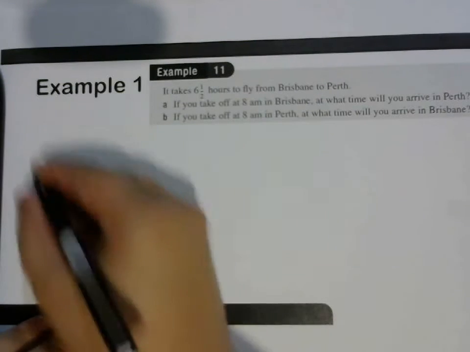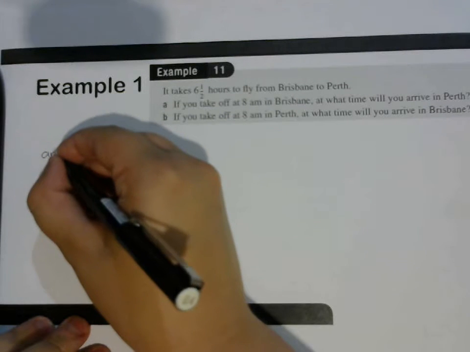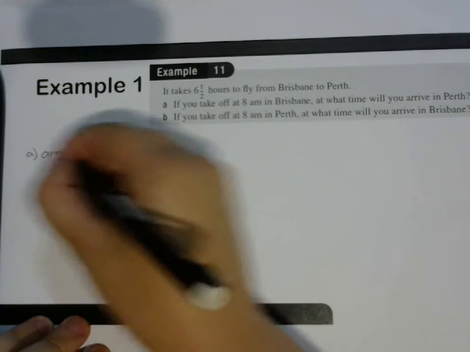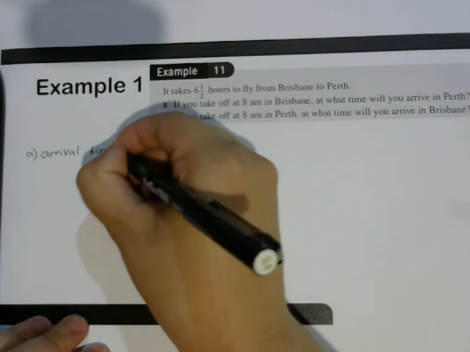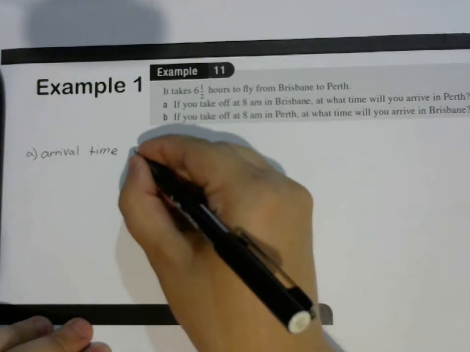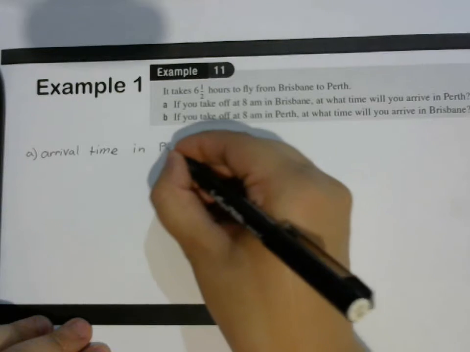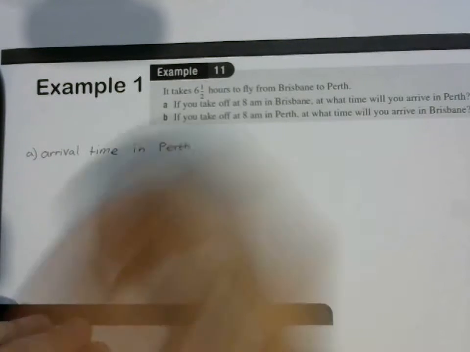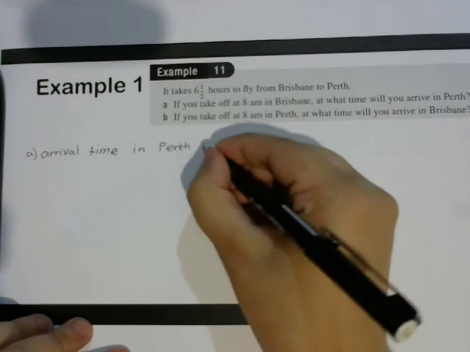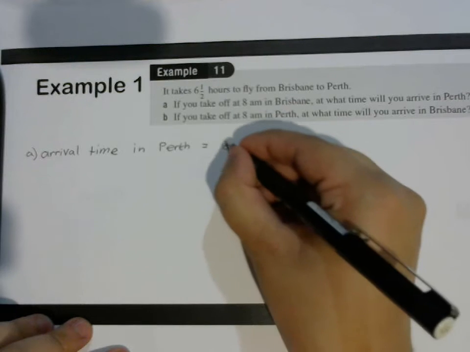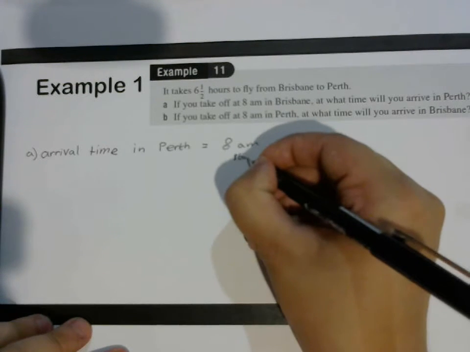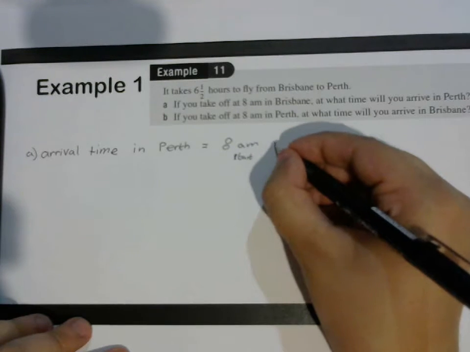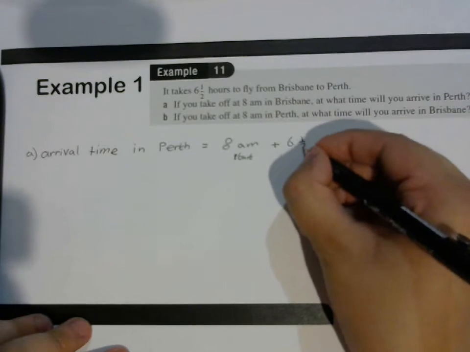So to figure this out, we want to figure out the arrival time in Perth equals, and we started at 8 AM. This is the start, and we're going to travel for 6.5 hours.